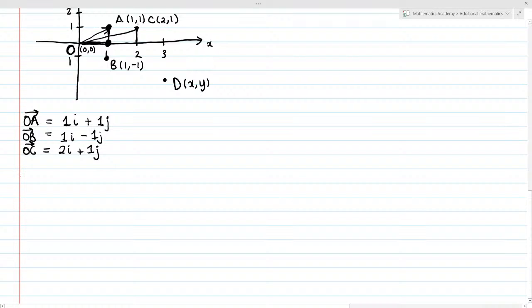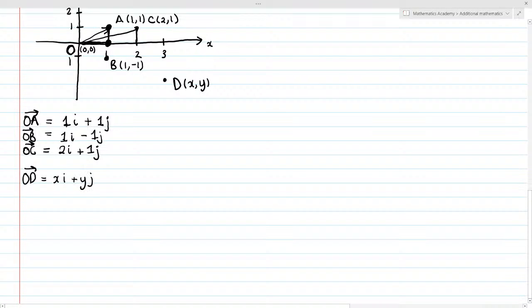Again, as with all of these cases, what we can see is that the x-coordinate corresponds to how much we move to the right, and the y-coordinate corresponds to how much we move up. So in this case, we would get that OD, the x-coordinate here is just x, and so we get xi, and the y-coordinate here is just y, and so we would get yj.